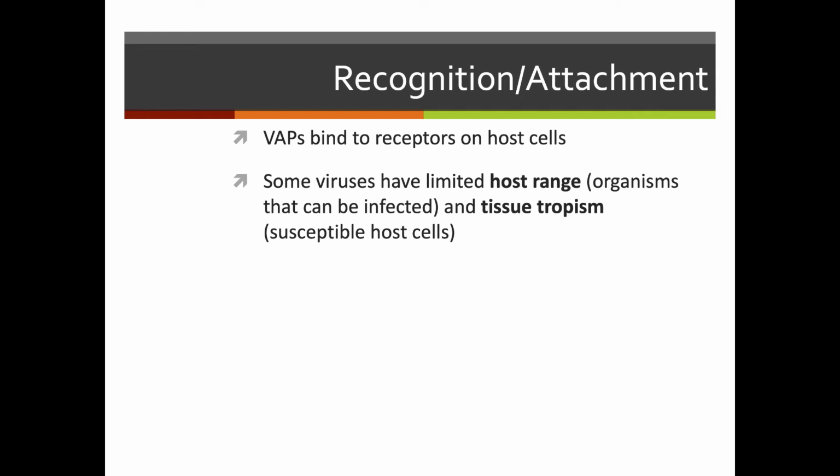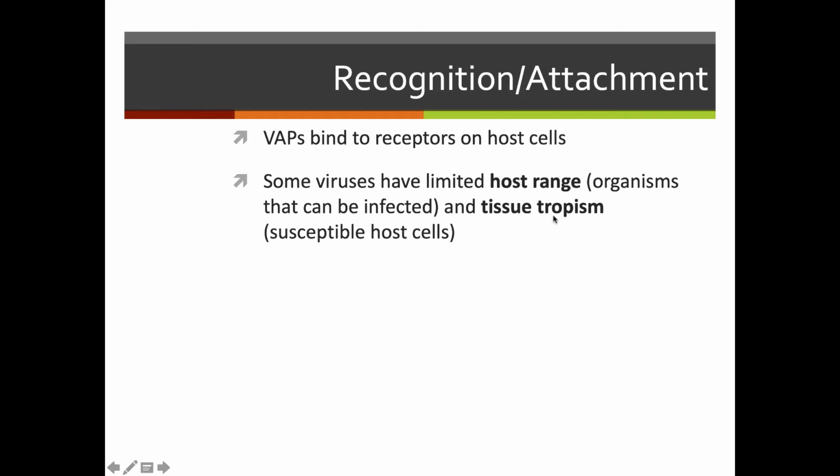So we have human-only viruses. We have viruses that only infect nervous tissue, viruses that only infect gastrointestinal tissue. And so if we have only certain organisms that we can infect, we call that the host range. For example, smallpox only infects humans. That is a very limited host range. Some viruses, like rabies, can infect lots of different mammals, so there's a more broad host range.